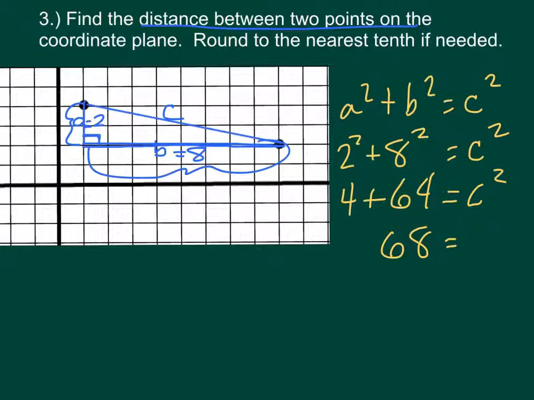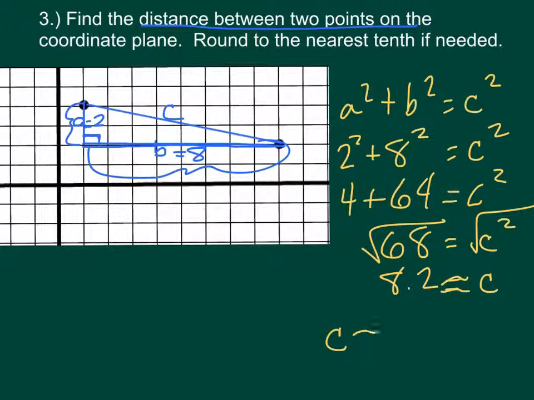68 equals c squared. Now there's no integer that comes out evenly for c here, because the square root of c squared is c, but the square root of 68, well, that's going to be a little bit more than 8, so you're going to probably need to use a calculator for that, and you're going to find out it's about, so we'll use the squiggly equal, 8.2. So we would say c is about 8.2 units.